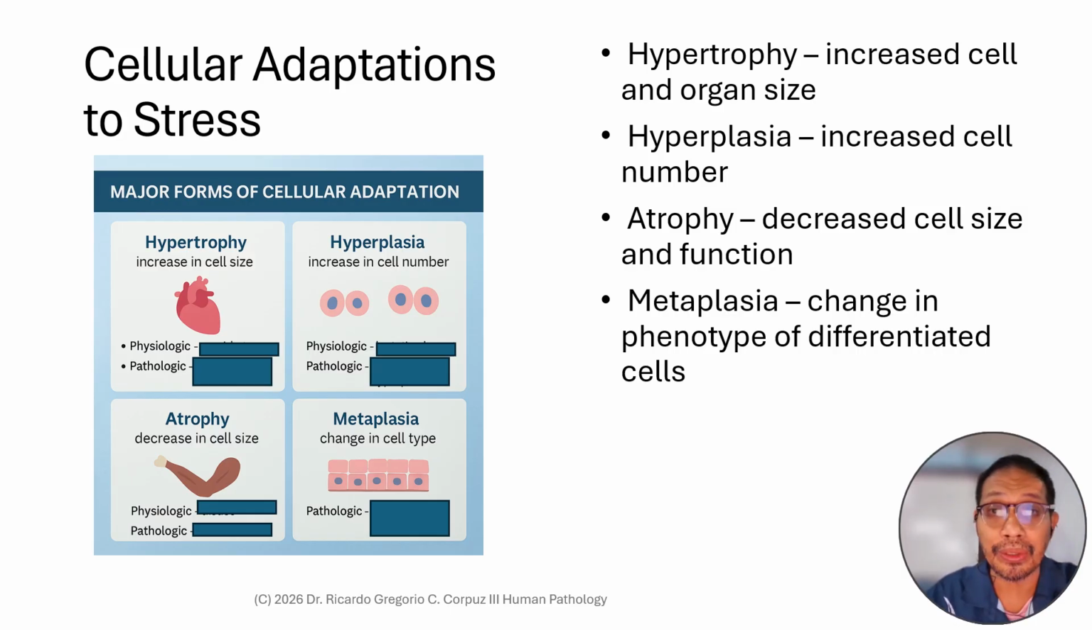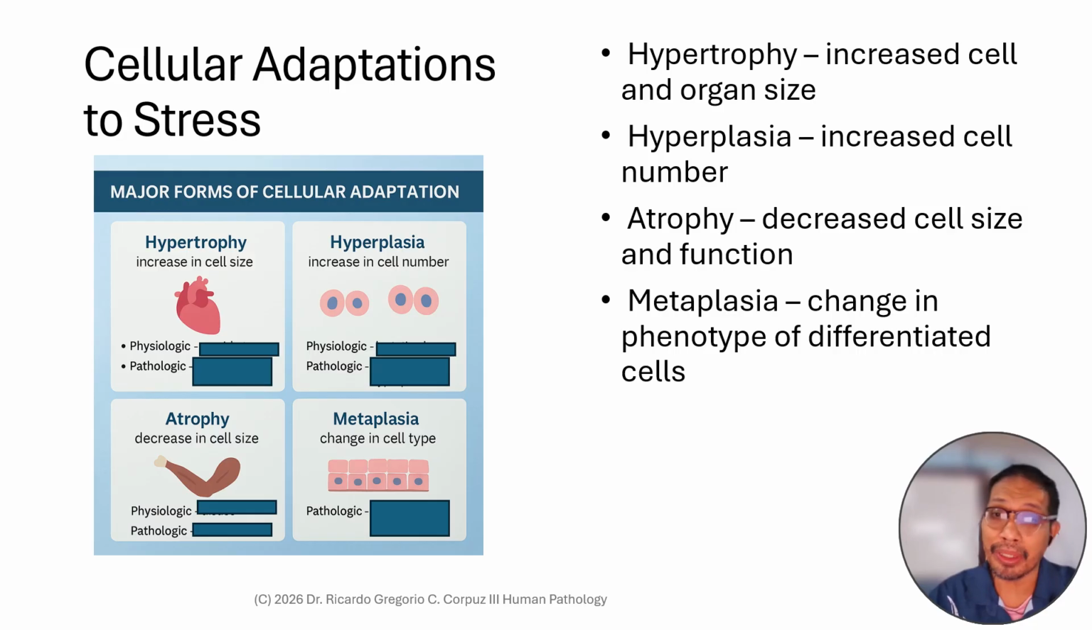Now, let's take a closer look at the major forms of cellular adaptation. These are the strategies cells use to survive when they are exposed to increased demands, reduced nutrients, chronic irritation, or other stressors. Each adaptation has both physiological forms, normal, expected responses, and pathological forms, which occur in disease states. Except for metaplasia, this is only what? Pathological. Actually, metaplasia also has a physiologic form, but it is less often physiologic and more often pathologic, as with hyperplasia.